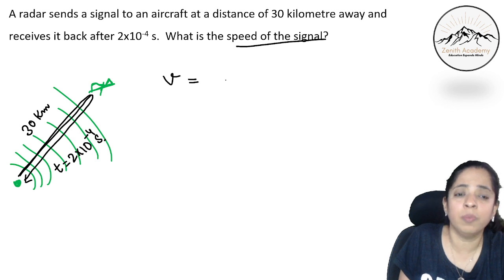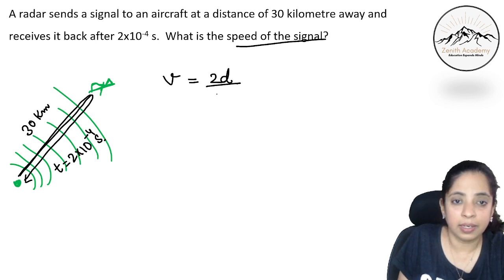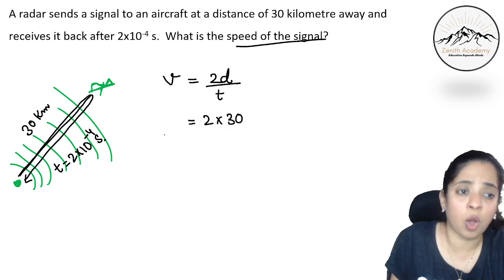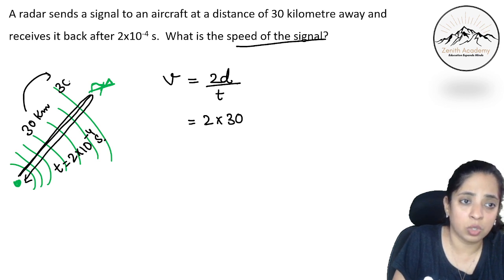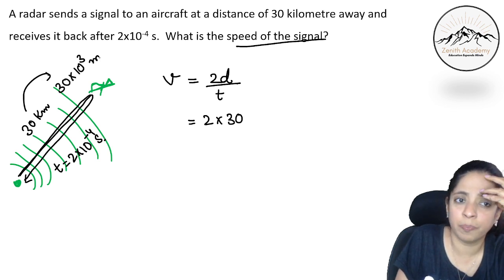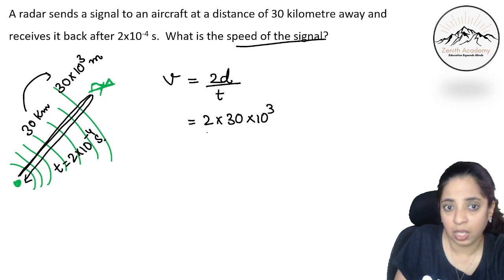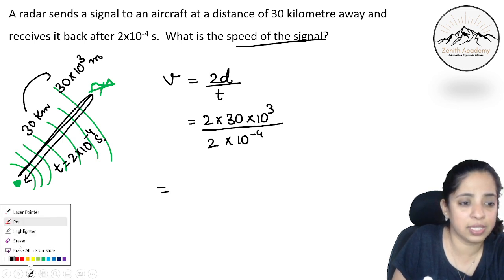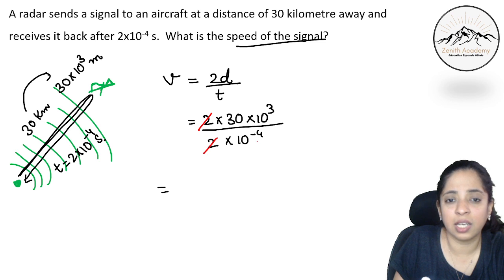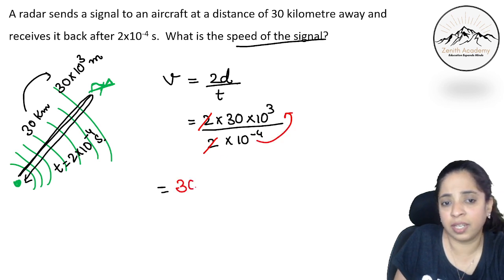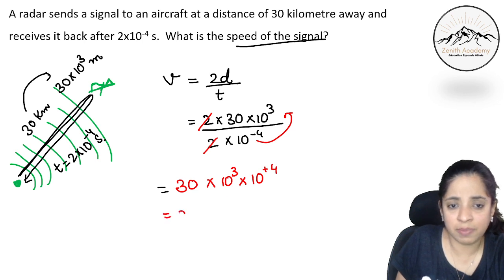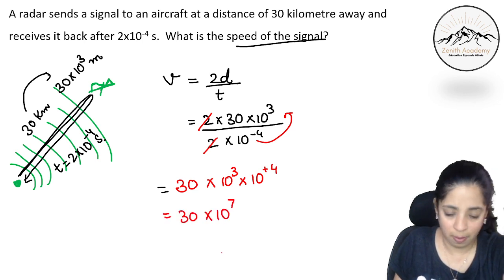So speed is equal to 2d by time. So it is 2 into distance, which is 30 kilometer. Now since it is kilometer, we have to convert it into meter. So 30 into 1000, so take 10 raised to power 3. So 30 into 10 raised to power 3. Now time is 2 into 10 raised to power minus 4. Now what you can do is 2 and 2 get cancelled. If I bring up this minus 4, 30 remains as it is, 10 raised to power 3 remains as it is, and minus 4 becomes plus 4. So this now becomes 30 into 10 raised to power 7.